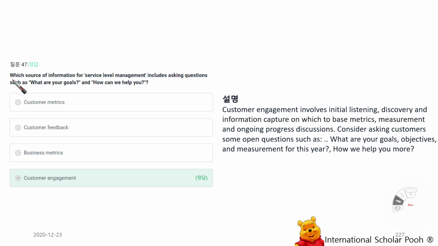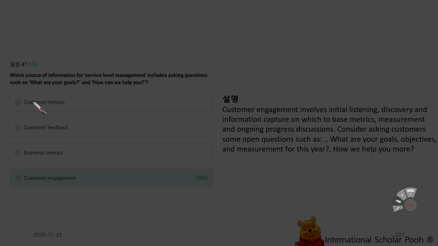Which source of information for service level management includes asking questions such as what are your goals and how can we help you? Customer engagement. Customer engagement involves initial listening, discovery, and information capture on which to base metrics, measurement, and ongoing progress discussions. Consider asking customers some open questions such as what are your goals, objectives, and the measurement for this year? How may we help you more?